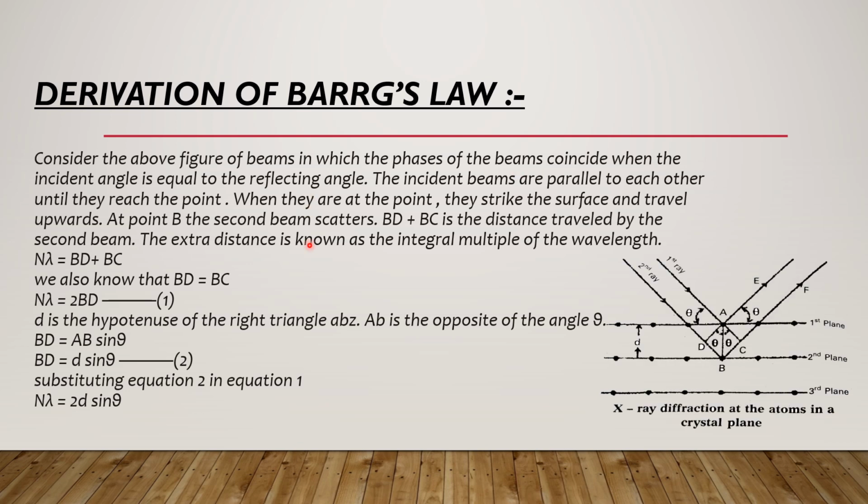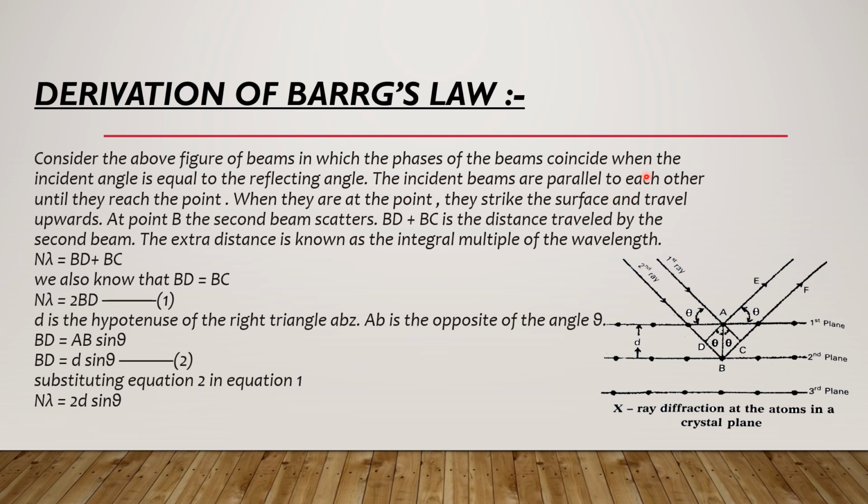Consider the above figure. The beams are in phase when the incident angle is equal to the reflecting angle. Here, Bragg considered three planes of the crystal, first, second, and third, with equal distance d and parallel to each other. When the incident beam falls on the first plane, it is called the first ray, and it is reflected at the same angle. So the angle of incidence is equal to the angle of reflection. In the same way, the second ray is incident in such a way that its angle is equal to the reflected angle. So this is the figure.